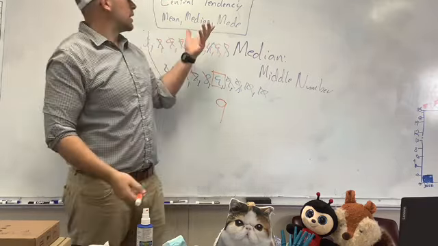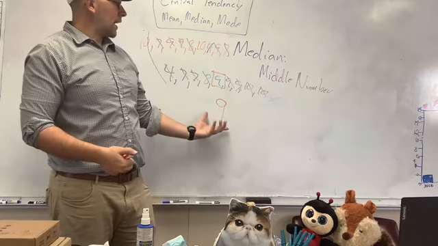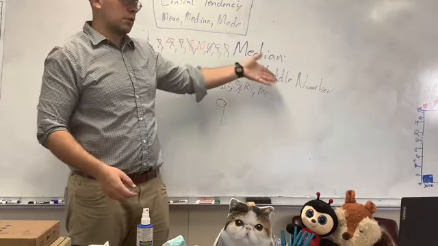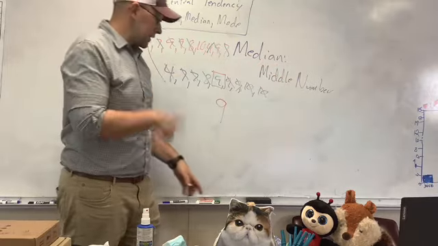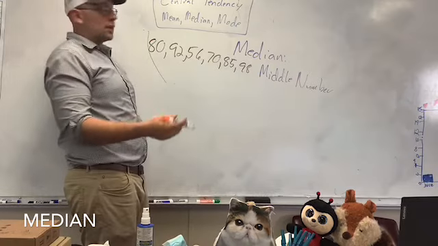So that's the second way. Is it the most accurate way? No, because if you have outliers, it changes everything. But we'll talk about outliers later. But there you go, 9 is your median or your middle number. We're going to do one more example. Here's our second example of median. So we're trying to find the middle number.